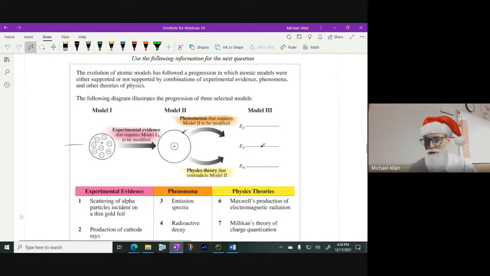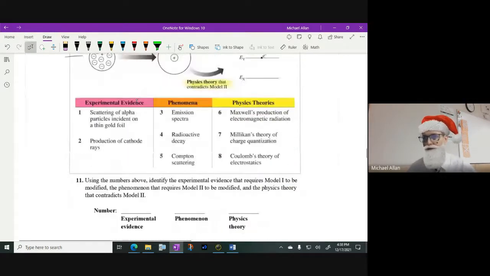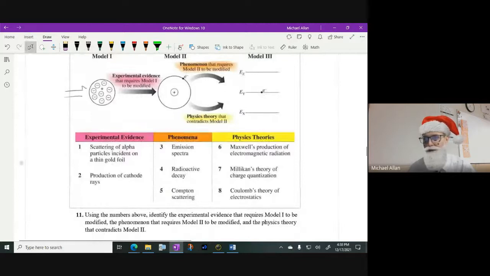We come to this point at the bottom. To get to this, these are the three models here: we got the plum pudding model, we got Rutherford's model, we got Bohr's model. To get to the plum pudding model, we use cathode rays. Okay, that's what they used to get to this point. I can't use it to get to the next model.